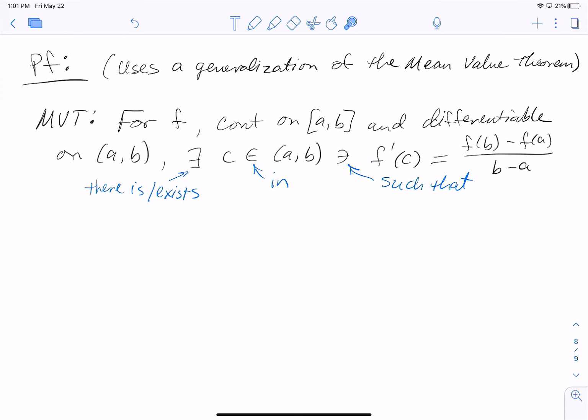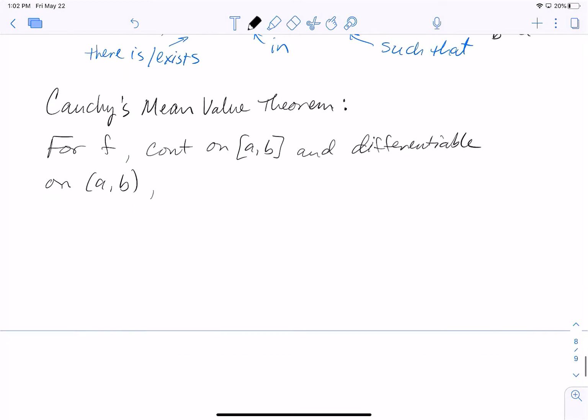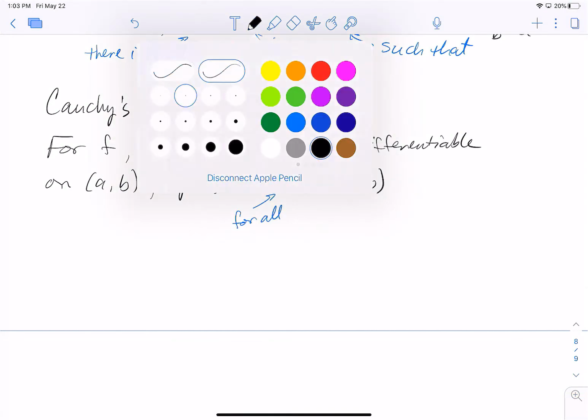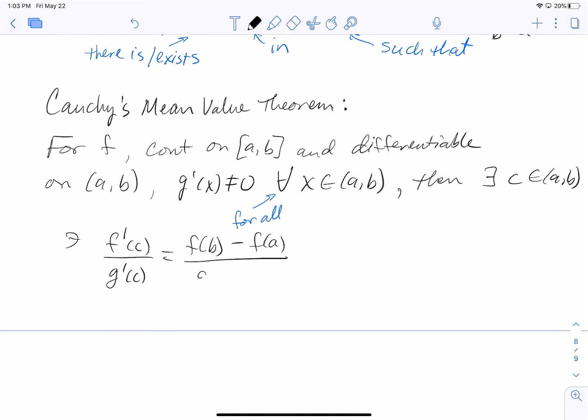The generalization is called Cauchy's mean value theorem, and it starts out the same way as the mean value theorem: for f continuous on the closed interval, differentiable on the open interval a to b, and g prime is not equal to 0 for all x in the interval from a to b, and that upside down uppercase A is for all. Then there exists a c in the open interval from a to b such that f prime of c divided by g prime of c is equal to f of b minus f of a divided by g of b minus g of a.